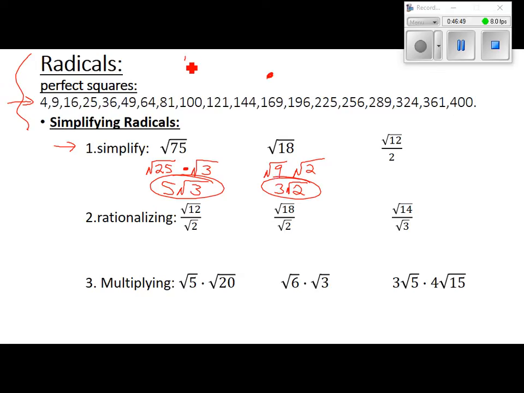Just like when I give you a fraction like this, your 3rd grade teacher gave you a fraction like that, did they accept that as your answer? No, they told you you had to do what to it? Reduce it, simplify it. That's the same thing we're doing here with these radicals, simplifying it.